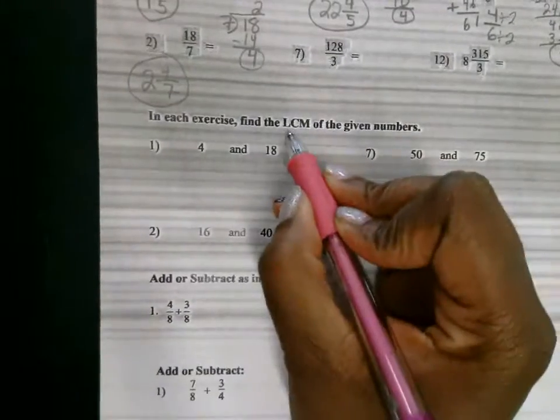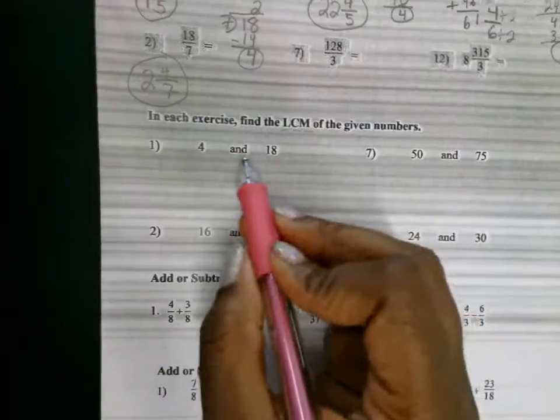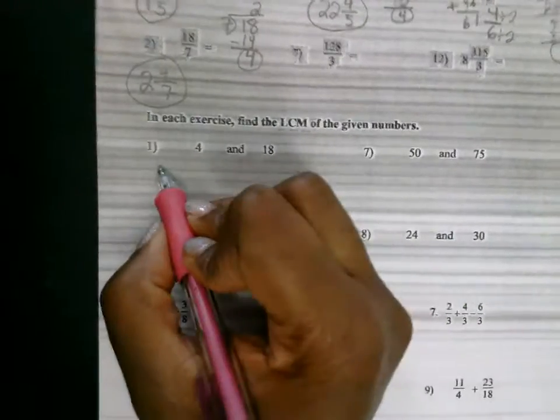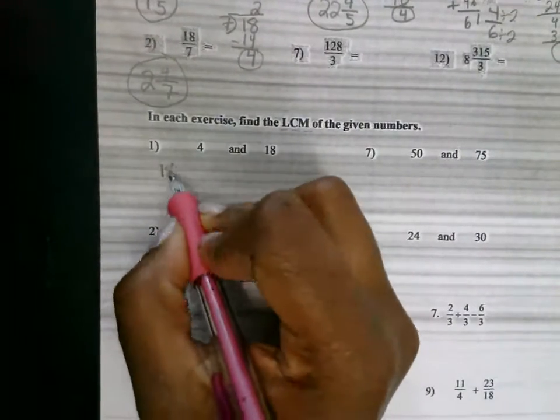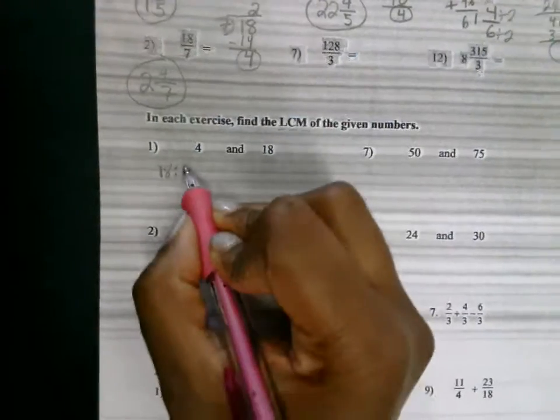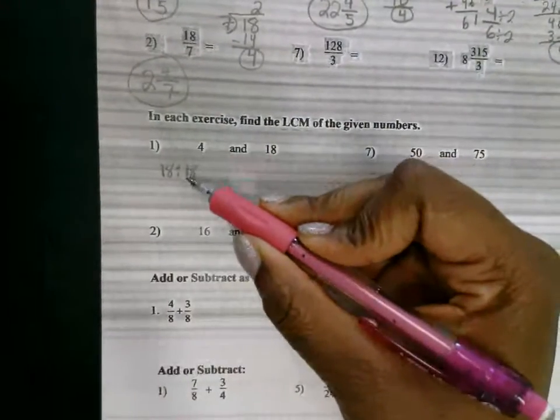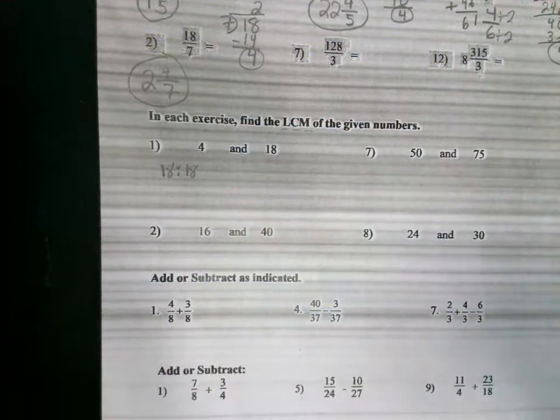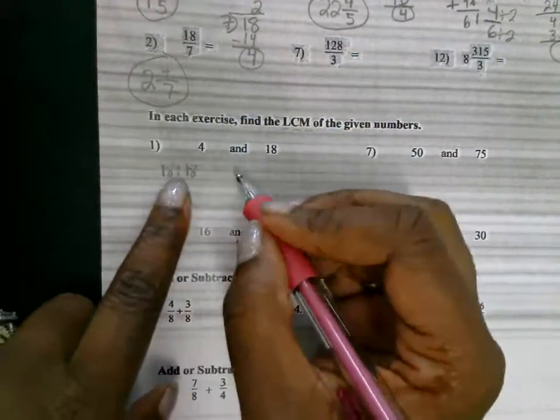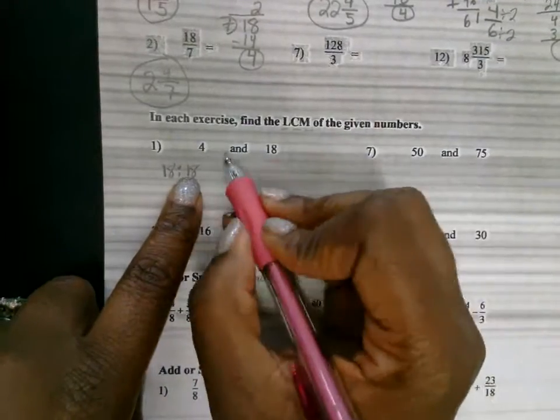It says least common multiple. So let's list the multiples of the highest number. So the first multiple of 18. 18 times 1 is 18. 4 will go into 18, but not an even number of times without having a remainder. So we can't use 18 as the least common multiple.